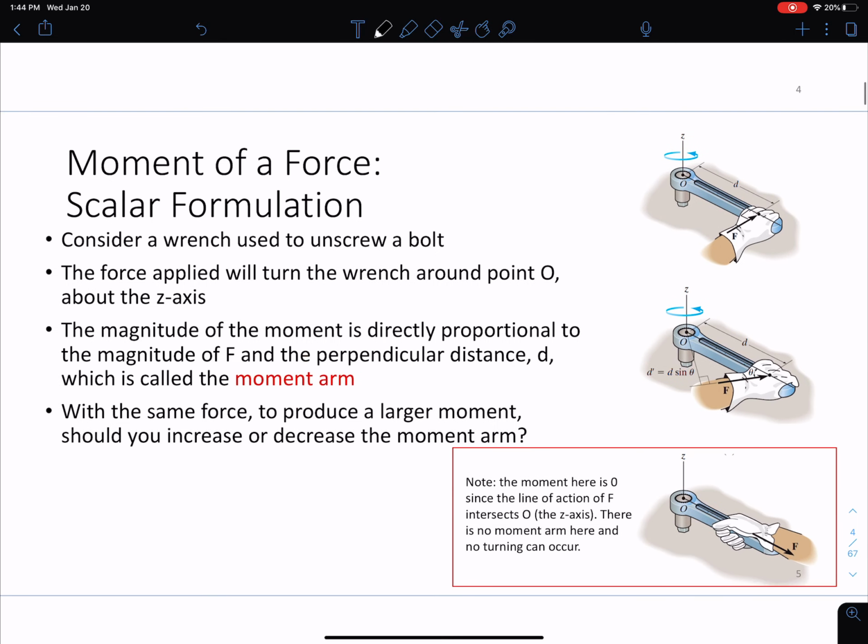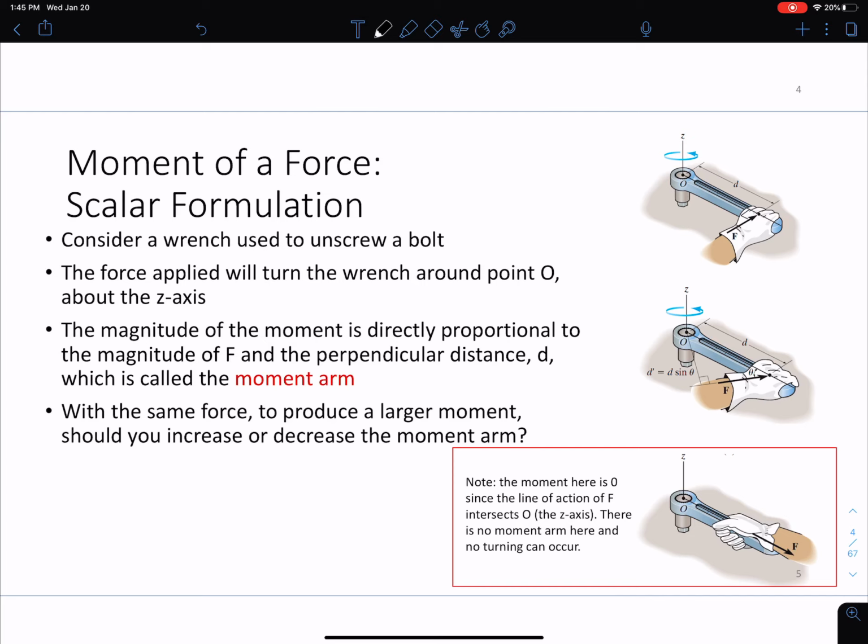Okay, so we're going to first talk about how to formulate moments in terms of scalars, and then of course we're going to move on to vectors, because moments have direction and magnitude, which means we have to be considering which direction they're applied, which means we can do vector analysis for moments as well, just like we can for forces. Okay, so let's start by talking about scalar formulation.